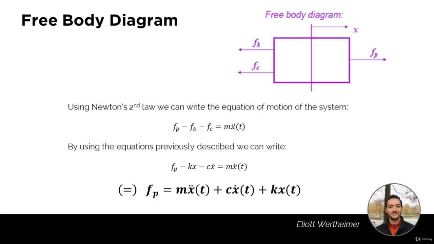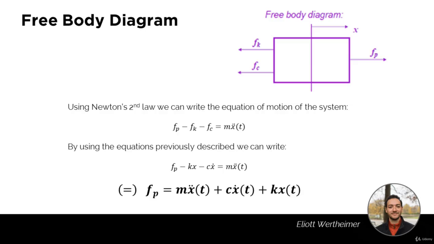So using the second law of Newton and the equation that we saw previously, we can write that Fp minus Fk minus Fc equals m multiplied by the second derivative of the displacement x with respect to time, or the acceleration of the mass.